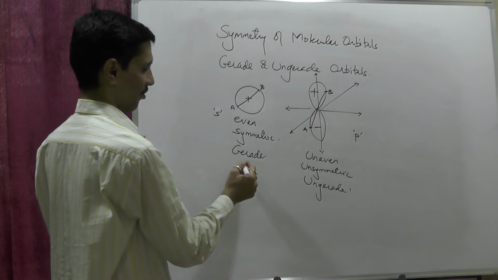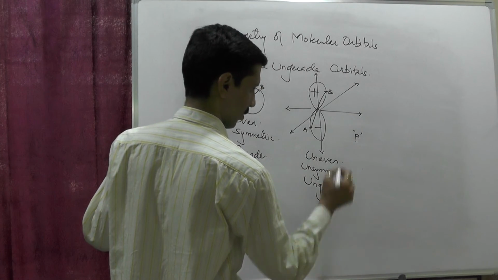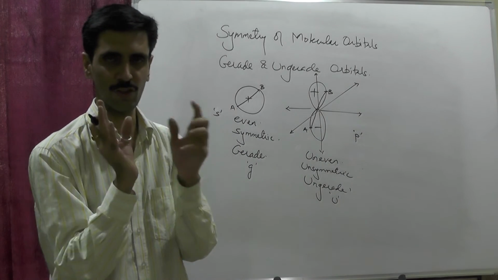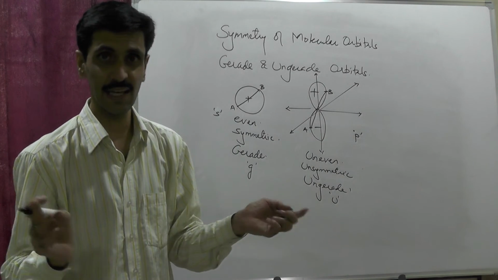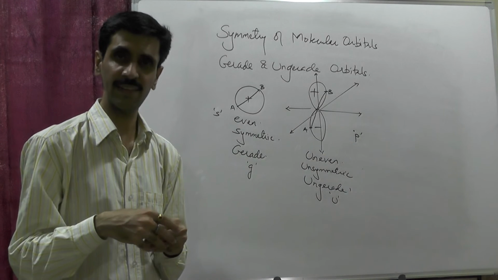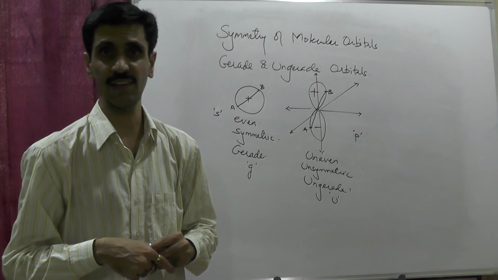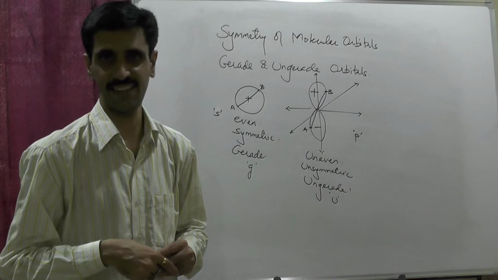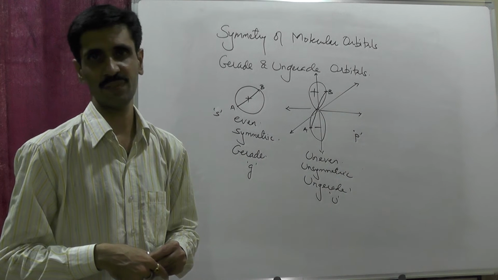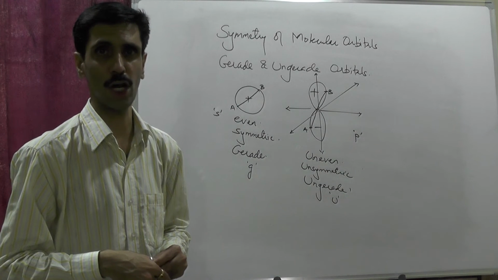Okay, so gerade is denoted as g and ungerade is denoted as u, in small letters. This is about the signs, with respect to similarity. Symmetry is all about similarity. We talk about two types of orbitals: one is gerade and the other one is ungerade. If the sign remains the same, we call it gerade. But if the sign changes, we call it ungerade. I'm very sure this concept is well understood by you all.